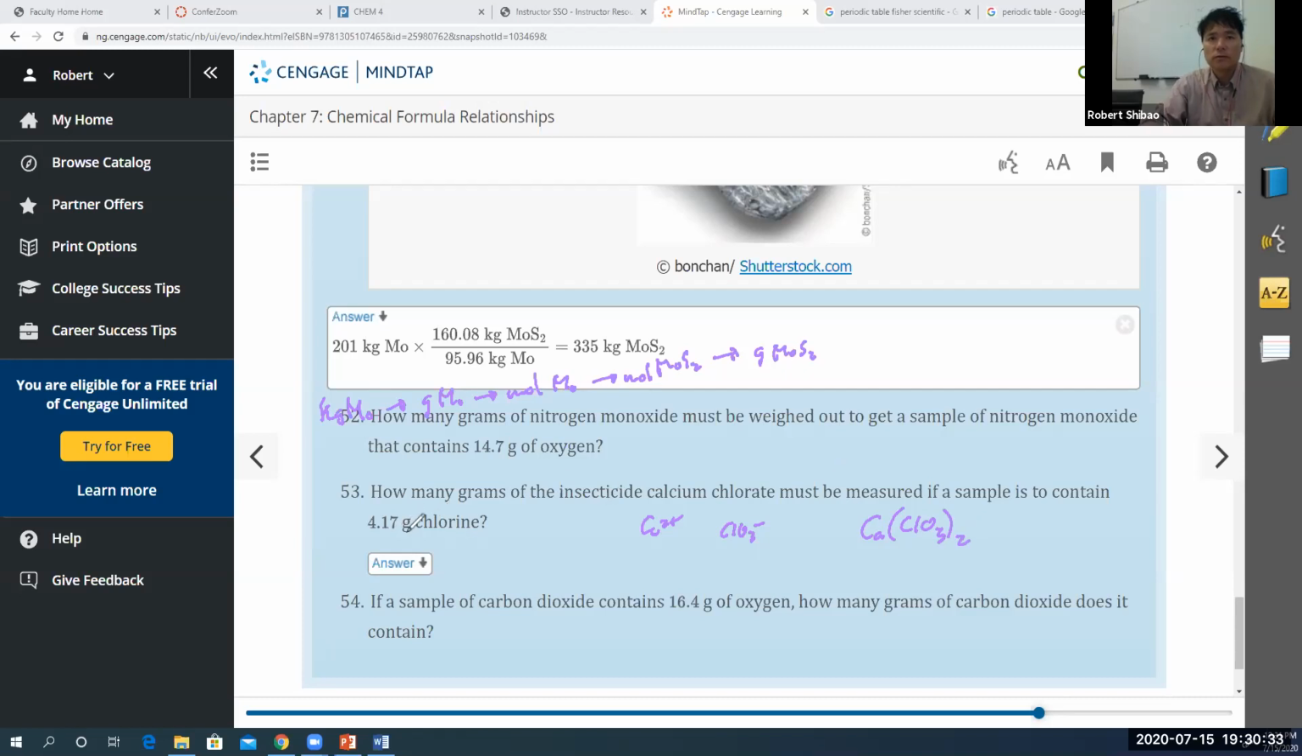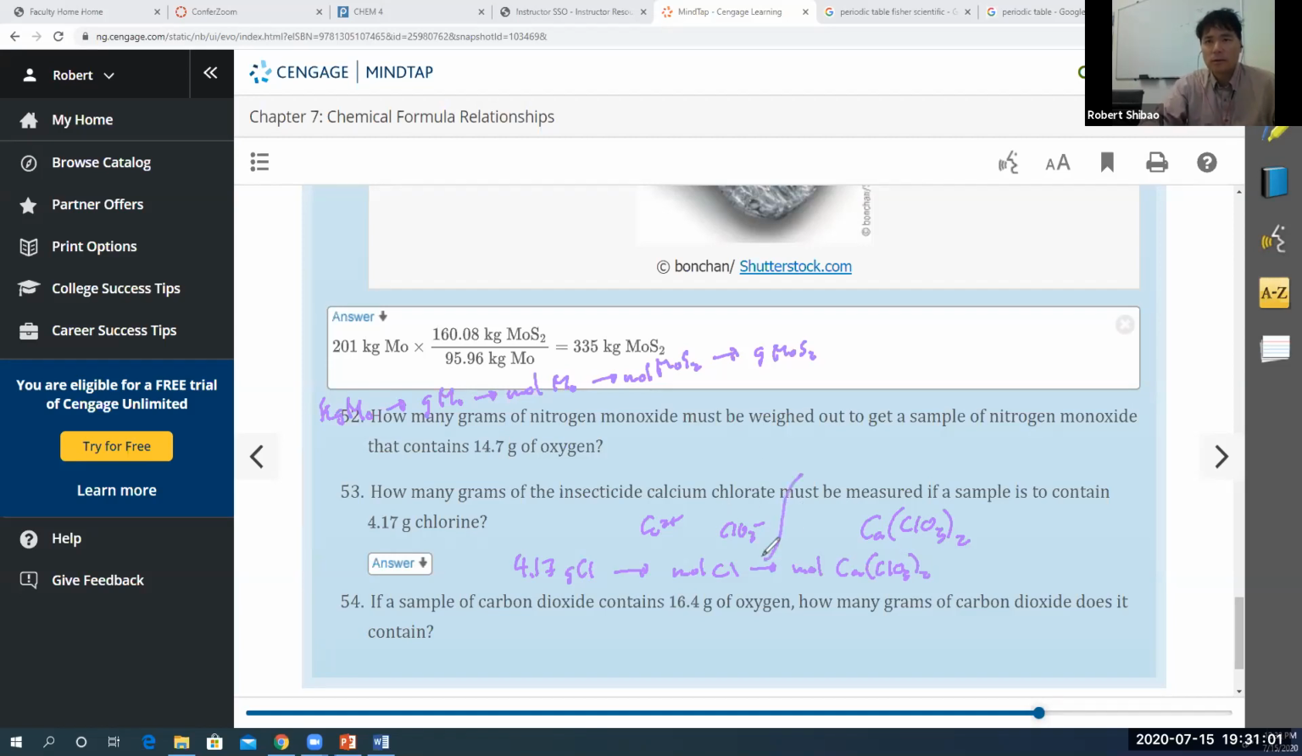All right, so we want 4.17 grams of just pure chlorine. So 4.17 grams of Cl. Okay. Then what I do here is I'll go to moles of Cl. And then from moles of Cl, I'll go to moles of Ca(ClO3)2, because all the chlorine is going to come from Ca(ClO3)2. Now, what is the mole ratio that I'm going to use?